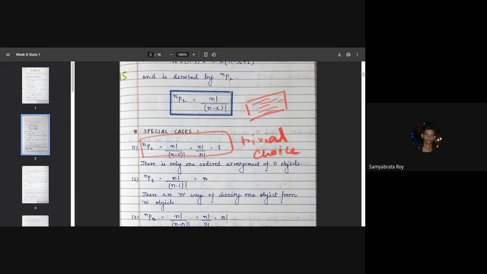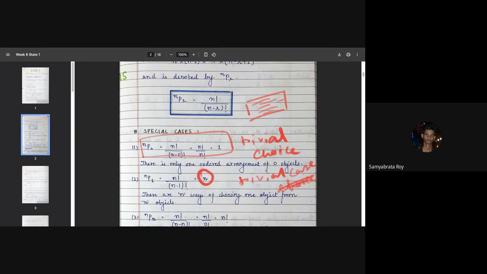Again, if you are choosing only one, you have 5 pens, you have to choose only one, right? If this is the scenario, you can choose any of them, and you can choose 5 of them individually, so you have nothing but n number of ways. This is also a trivial case, and it will have n number of ways, right?